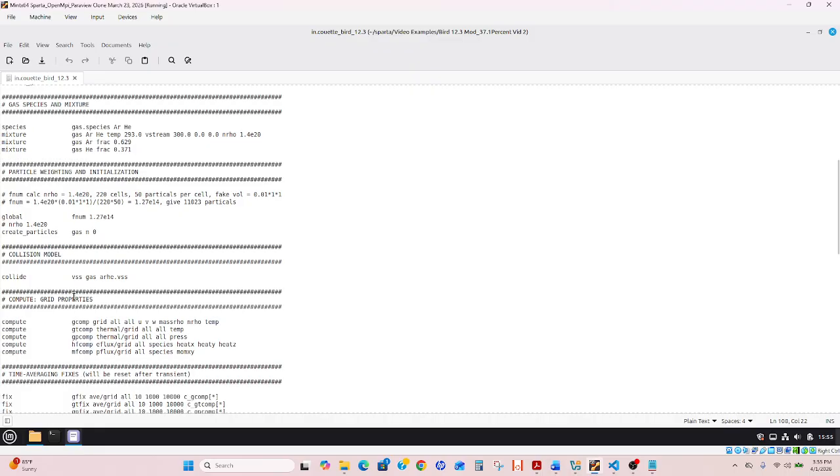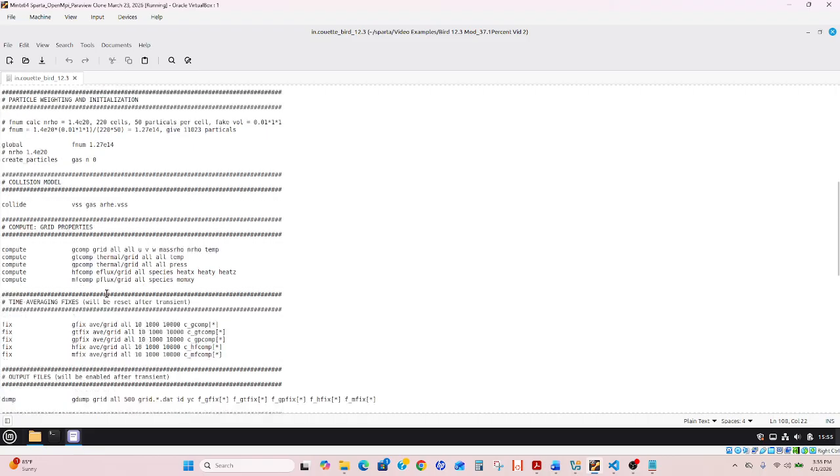All right. Like discussed in the previous example, when we call the collide command, we're telling it we're going to collide in the VSS model. We're going to use this gas, and then our actual model comes from this file that we have saved that we discussed a minute ago, where we looked at the different types of collisions that can happen.